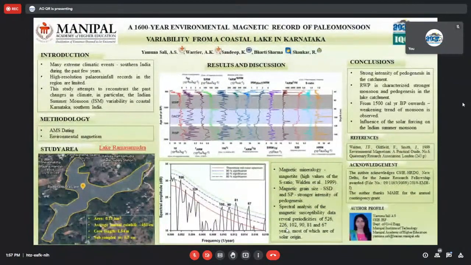That is the period corresponding to the Roman warm period. The monsoon was the strongest, represented by the high KLF values. During the interval 1500 to 1050 calibrated year BP, a steady decrease in the concentration-dependent magnetic parameters in response to a weakening monsoon is observed. From 1050 calibrated year BP onwards, the concentration-dependent magnetic parameters keep on decreasing. It represents further weakening of the monsoon.